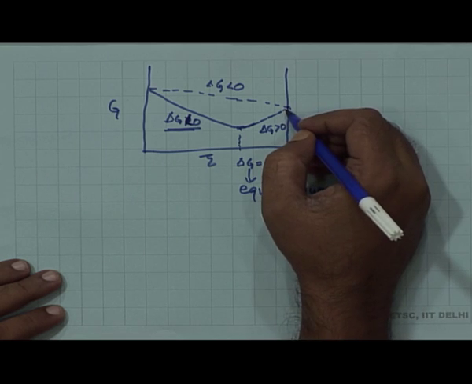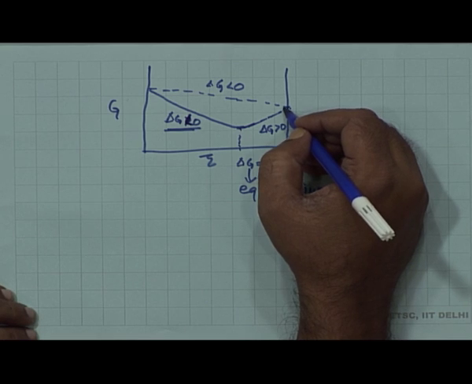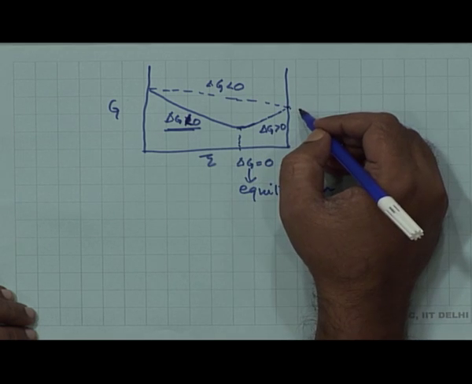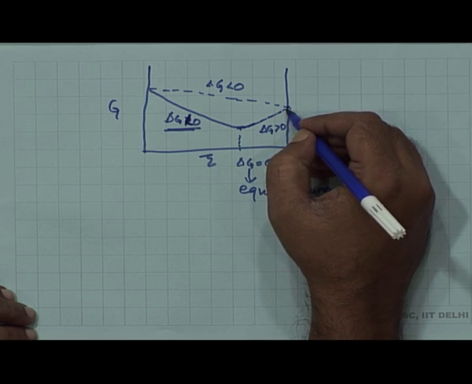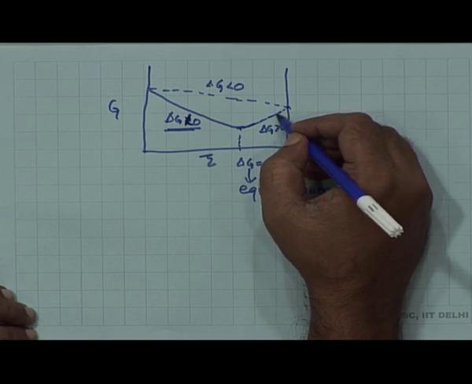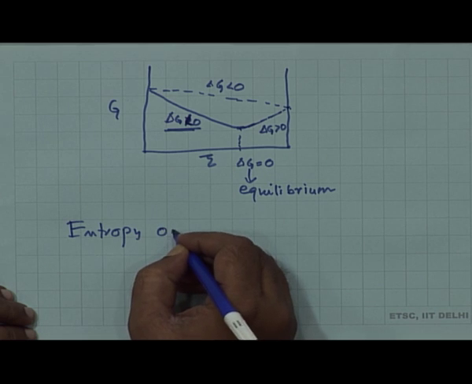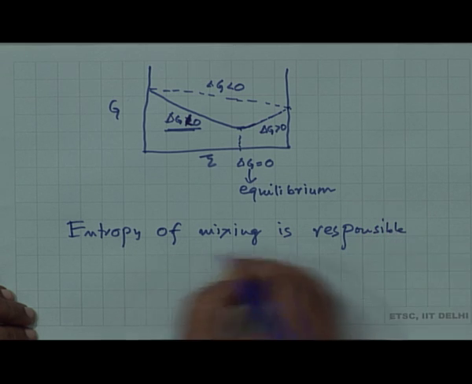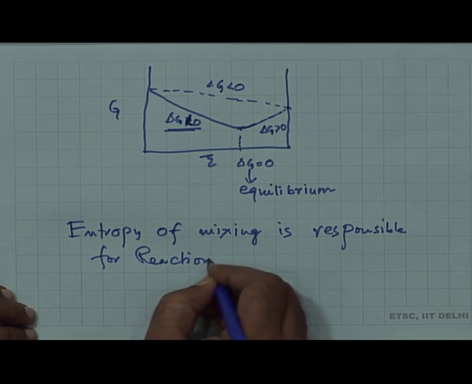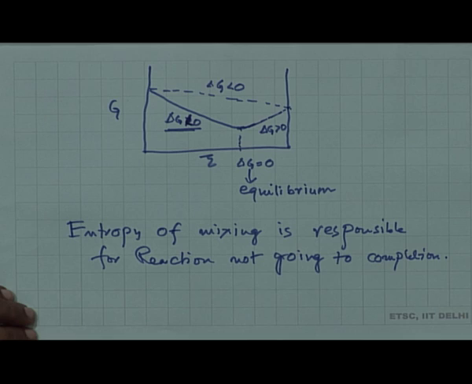And again we can answer the second question also, that if we start from pure B, why does the reaction happen although G B is greater than G A. If there is no mixing, then the reaction should not have happened, but due to mixing entropy increases, and that gives you a negative contribution to G, and so the reaction takes place. So, entropy of mixing is responsible for the reaction not going to completion.